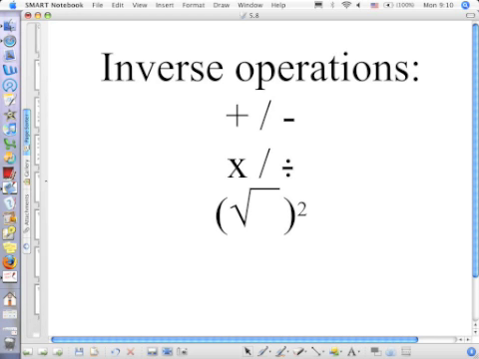Multiplication and division undo each other. If you have the square root of x, and you want to undo that, what do you do? You square it, okay? A radical and then raising it to that power. For instance, the cubed root of x, how do you undo the cubed root of x? You cube it. The fifth root of x, how do you undo that? Raise it to the fifth power, okay? Very simple.